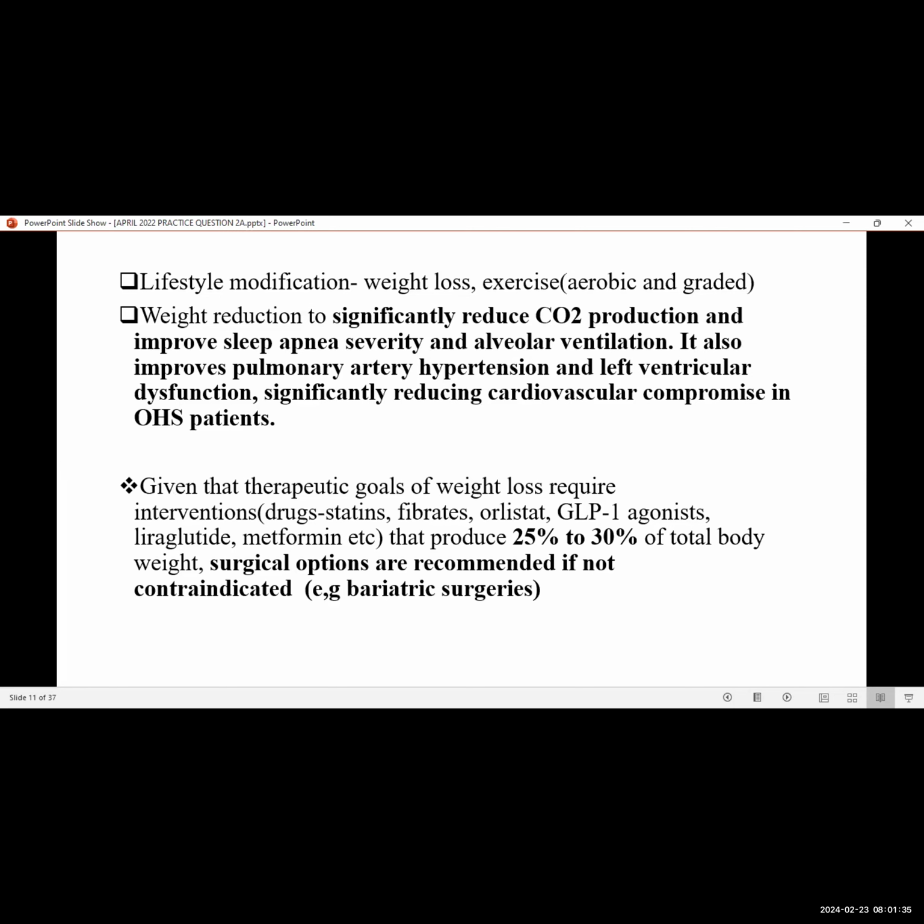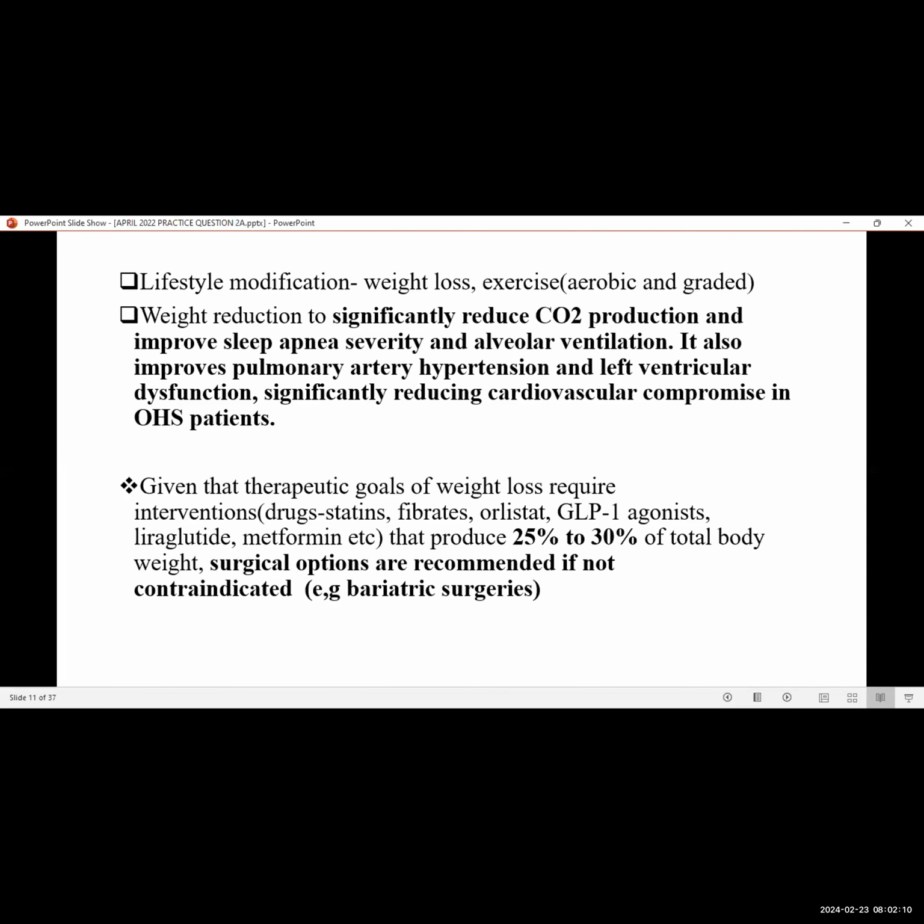But key in this case, because the major culprit here is the obesity, is lifestyle modification. Ensure that the patient loses weight. You educate the patient on weight loss and exercise, which could be aerobic and graded exercise. Weight loss is the key thing here to significantly reduce carbon dioxide production and improve sleep apnea severity and alveolar ventilation. Weight loss will also help to improve pulmonary artery hypertension and left ventricular dysfunction, significantly reducing cardiovascular compromise in this patient.